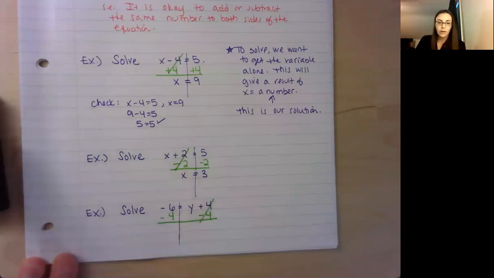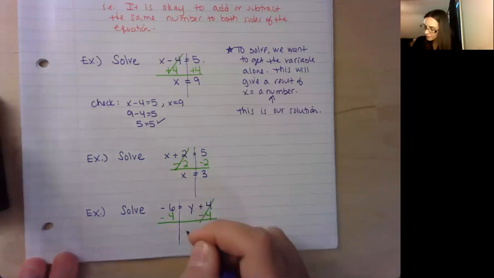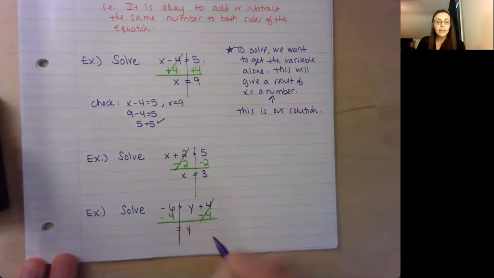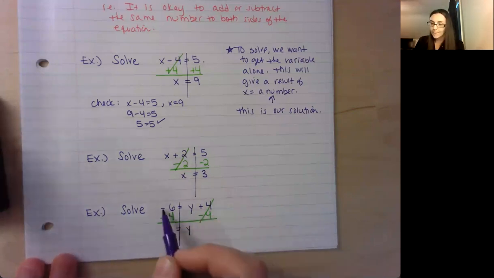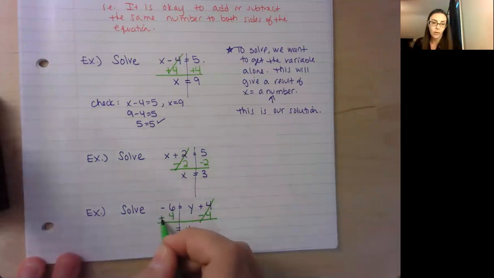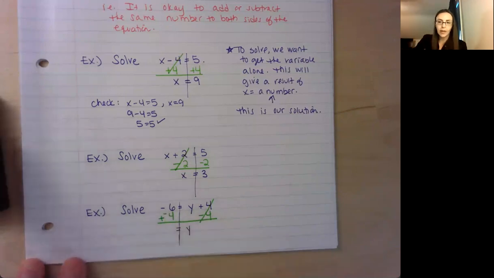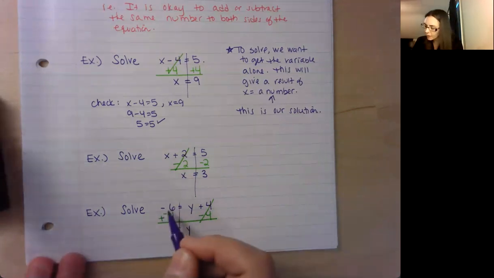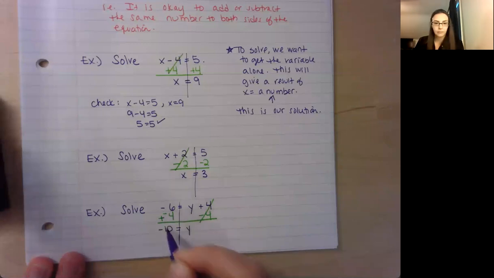4 minus 4 is 0, so that cancels out. Now on the left here, you have negative 6 minus 4, which is the same thing as negative 6 plus negative 4. So you can do it any way you want in your head. Just remember that a subtraction sign and a negative are basically the same thing. So we're adding these two negatives here. Negative 6 plus negative 4 is negative 10.